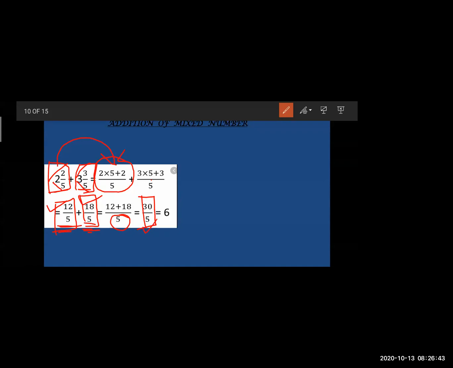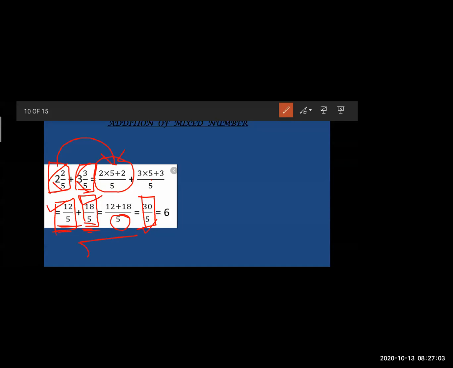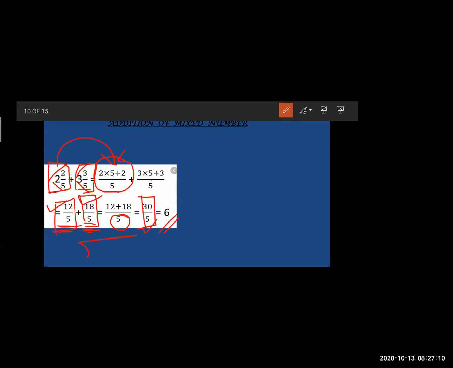You can keep the sum as it is. 30 upon 5 is also a correct answer. But in case if you want to divide it further, you can also divide it. When you divide 30 by 5, what answer you get? 5 ones are 5, 5 twos are 10, 5 threes are 15, 5 fours are 20, 5 fives are 25, and 5 sixes are 30. So when you divide, you get the answer 6.